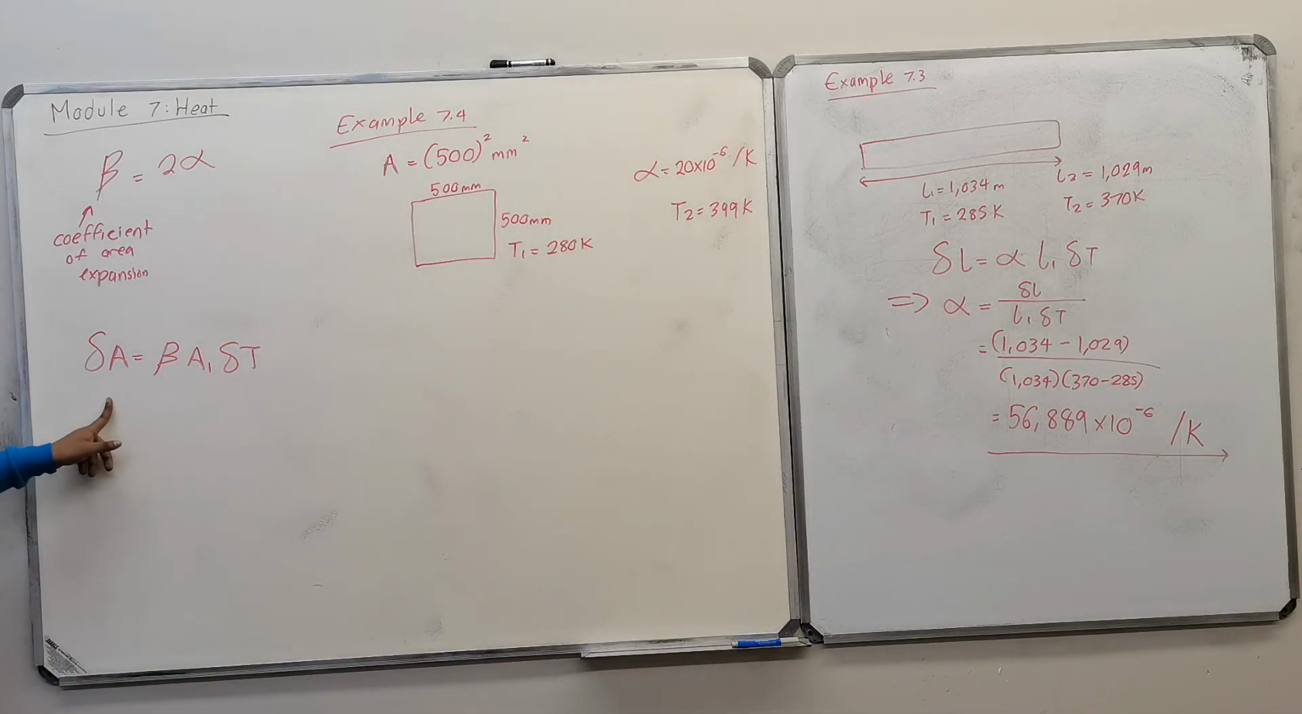So, how would we do that? This is our formula. Change in area is equal to your coefficient of area expansion times your original area times your change in temperature. They want to know, calculate the increase in area. How much did it increase by? We can work this out, because we know the linear coefficient. Two times that will give you that. We know the original area because it's 500 squared. And we know the change in temperature, it will be 399 minus 280. You're all with me? Okay.